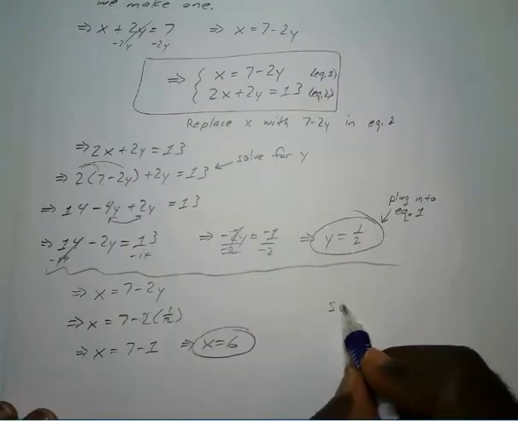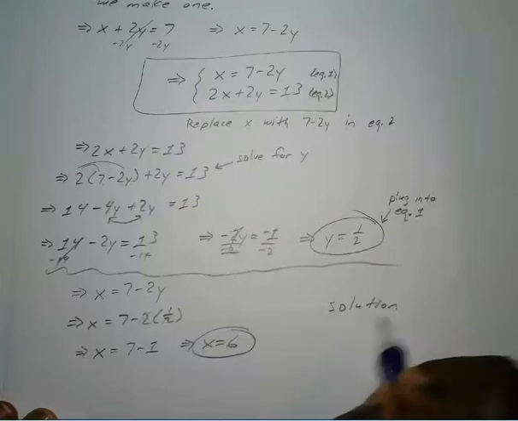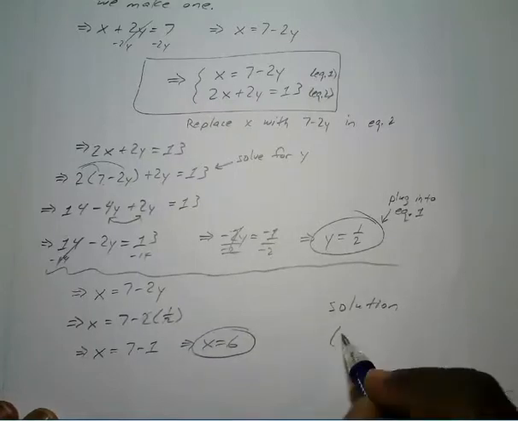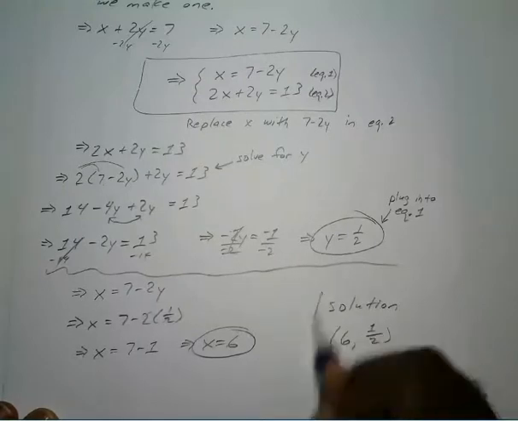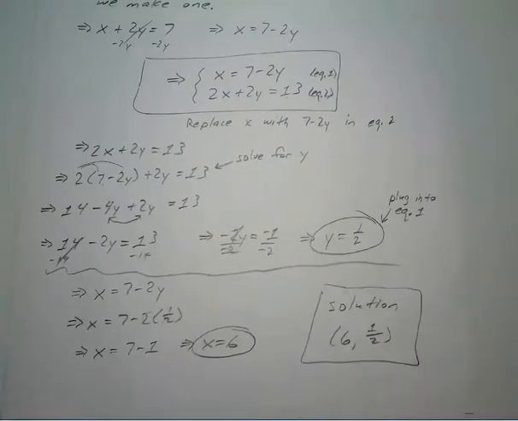So that means your solution, remember it's x comma y, so it's 6, 1/2. That is your solution to that system.